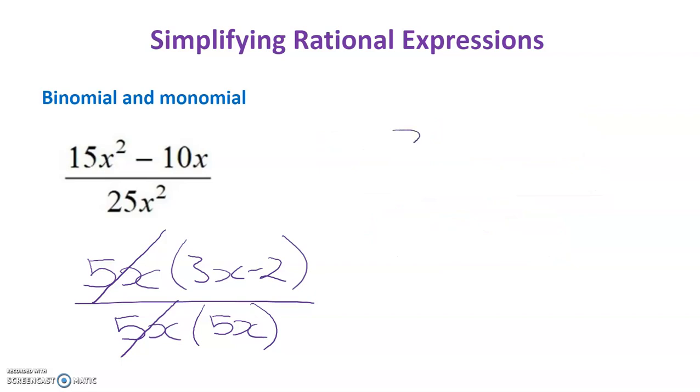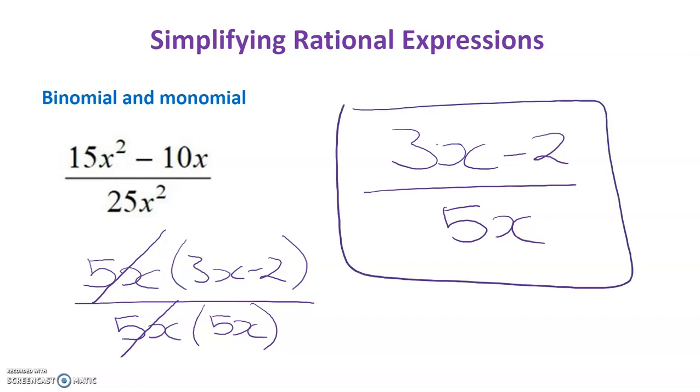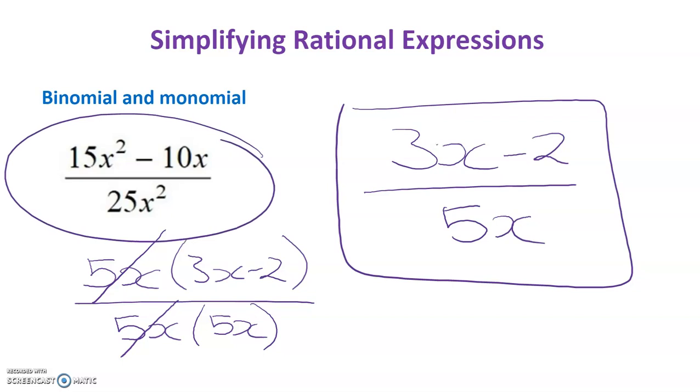So now what you are left with is 3x minus 2 in the numerator and 5x in the denominator, and you can see that we no longer have any common factors, so this is your simplified rational expression from your original. Now there's something else we have to take into consideration when providing our answer.